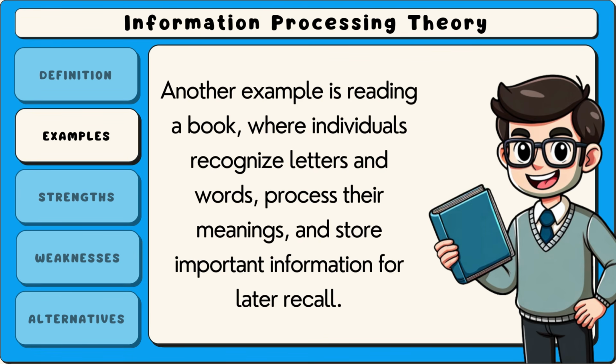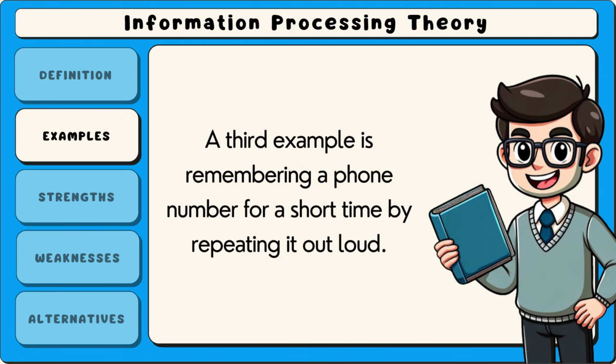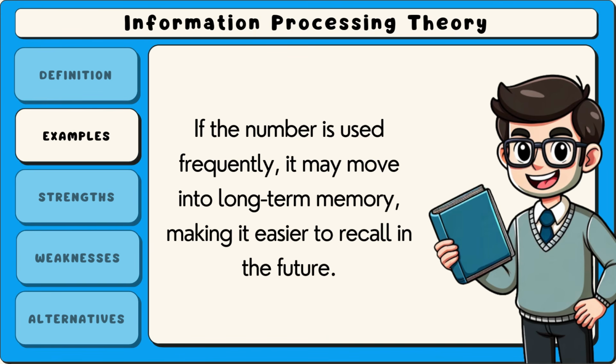Another example is reading a book, where individuals recognize letters and words, process their meanings, and store important information for later recall. A third example is remembering a phone number for a short time by repeating it out loud. If the number is used frequently, it may move into long-term memory, making it easier to recall in the future.